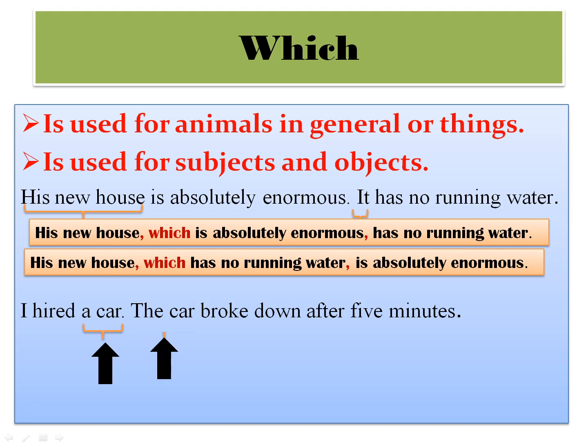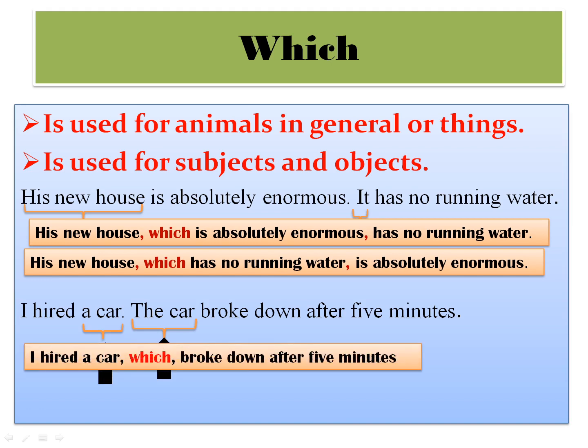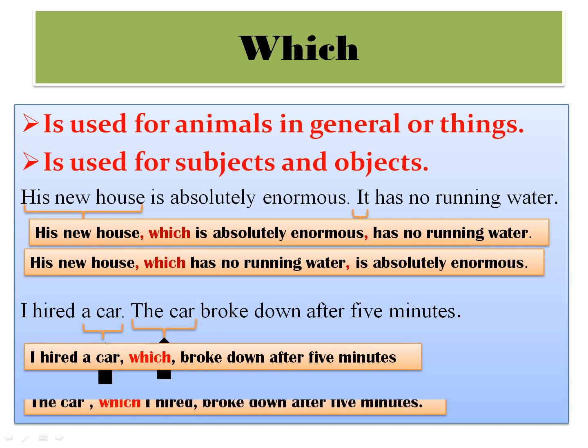Second sentence here. I hired a car. A car here is the object of the sentence. And in the second sentence, it's not the object but the subject of the sentence. When we want to combine the two sentences, again we are going to use which: I hired a car which broke down after 5 minutes. Great. You can say: the car which I hired broke down after 5 minutes.